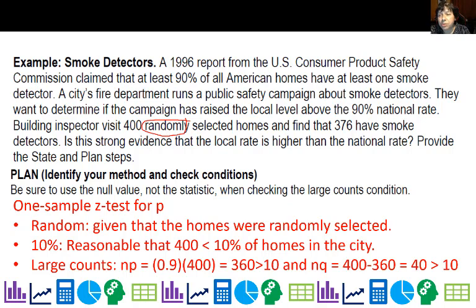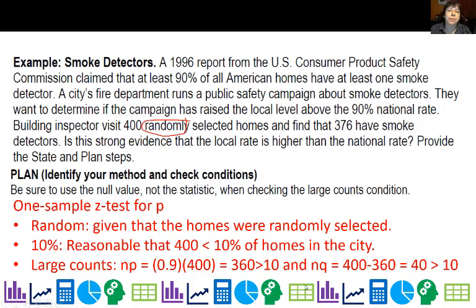Then on large counts, we take that 90% and multiply it by our sample size, and we get 360 for the high p. And for the low p, which is 1 minus p, which you see I sometimes call q, we get 40.